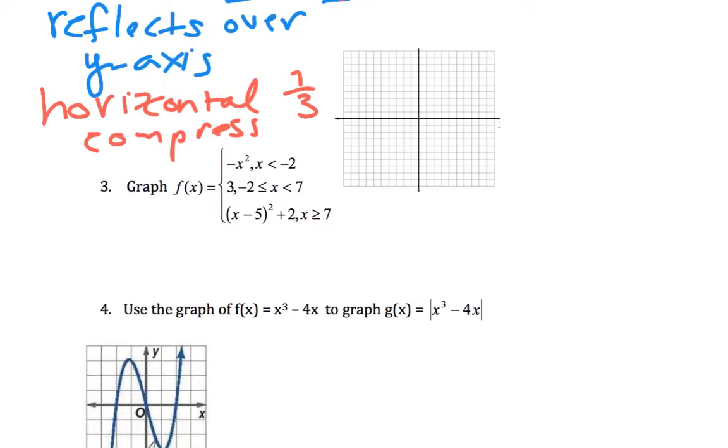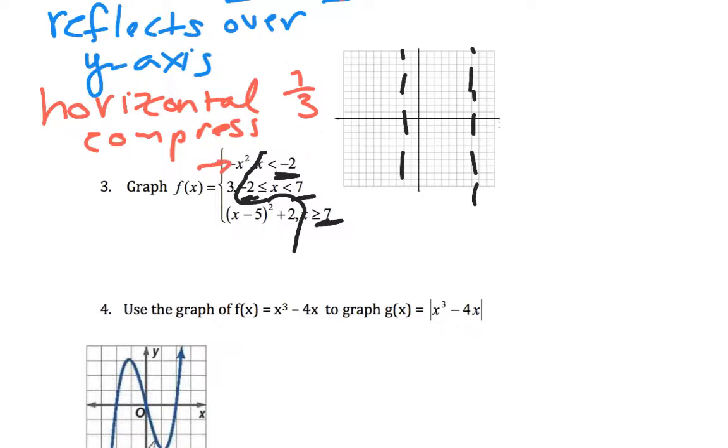Number 3, we get to graph a piecewise function. Woohoo! So I'm going to go ahead and put where my windows are at. And I'm also going to kind of do this so I can tell which function is which. So I need a line at -2. And then I need a line at 7. Sorry, that was hard to see. And then I've got to draw each of these functions.